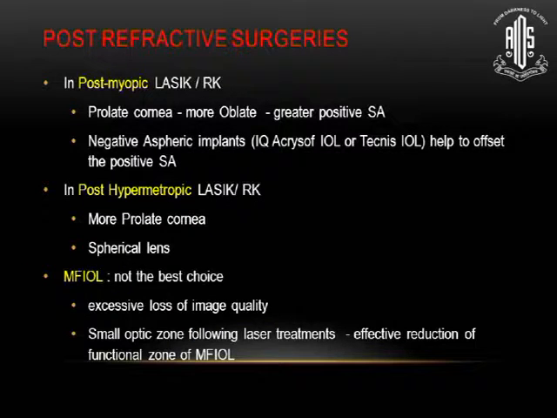So what about the post-refractive surgeries? In a post-myopic LASIK patient, usually the prolate cornea gets more oblate and it has a greater positive SA. The negative aspheric implants are better for these kinds of cases. In post-hypermetropic LASIK, which becomes more prolate, spherical lenses of all kinds can be inserted. Multifocal is not the best choice of lens implantation post-refractive surgeries because of the small optic zone following the laser treatments, which decreases the effectiveness of the multifocal IOLs.